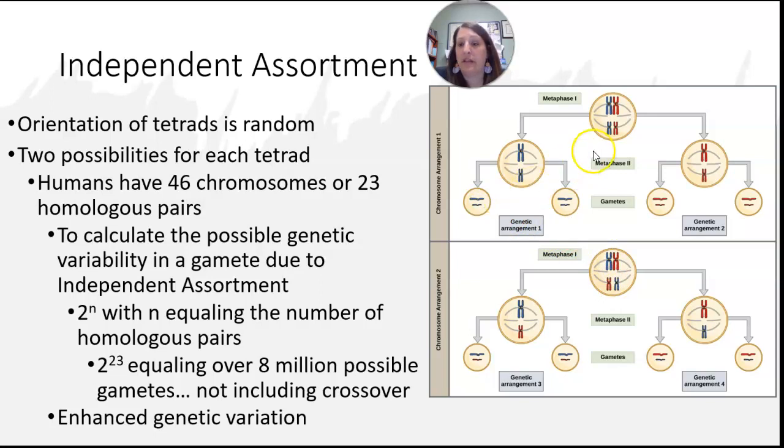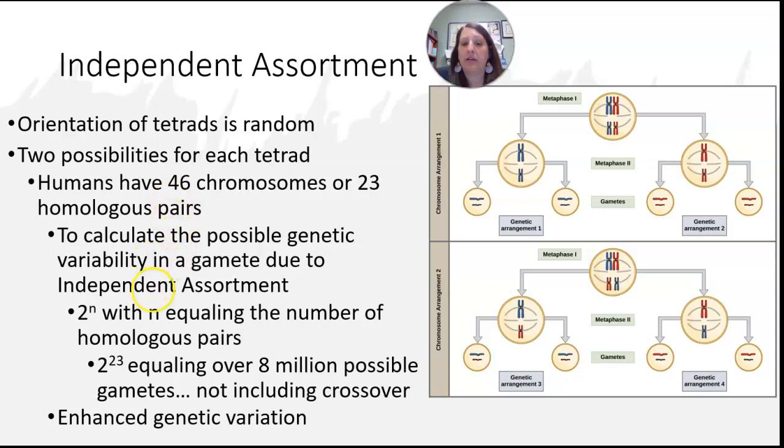Okay, so if they line up like this, you get 2 gametes over here that have just paternal chromosomes and 2 gametes over here with just maternal chromosomes. But the opposite is true down here. All of the gametes have a mixture of chromosomes from mom and dad. So that's random. In humans, again, we have 46 chromosomes, which means we have 23 pairs lining up like this.